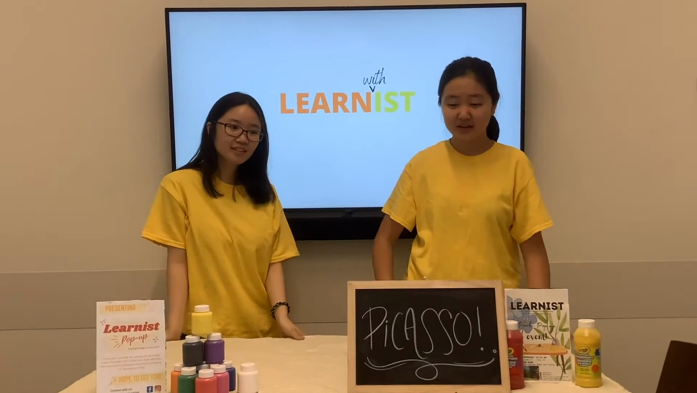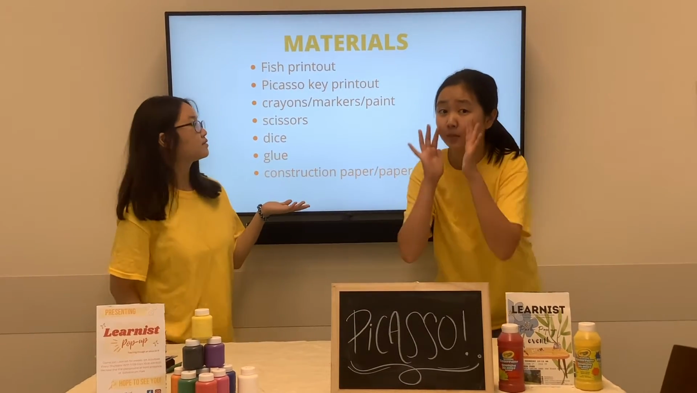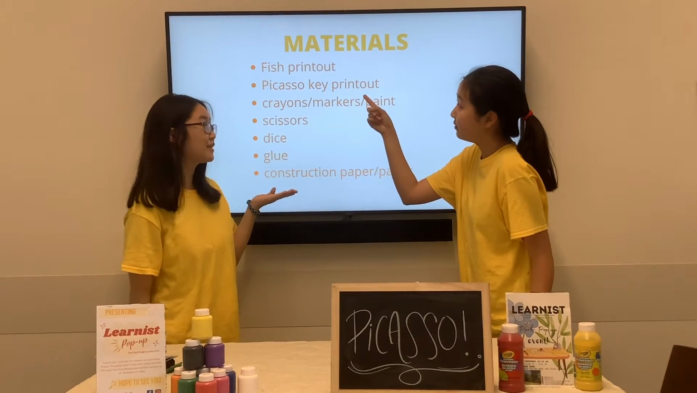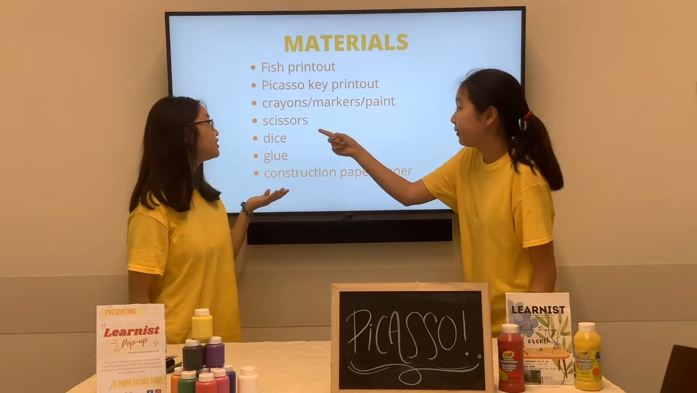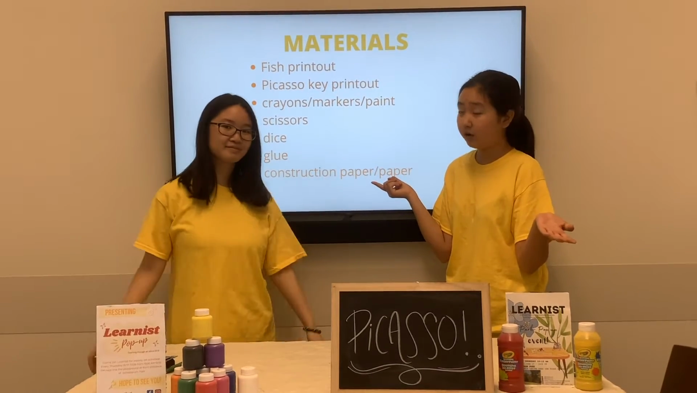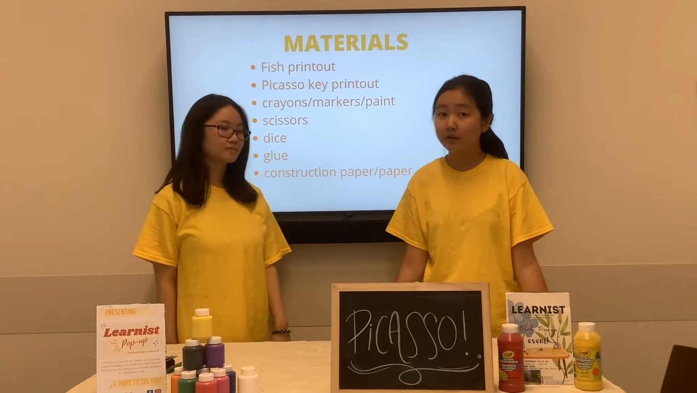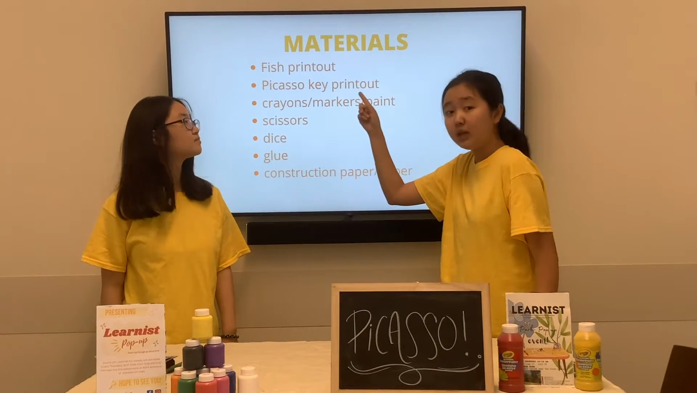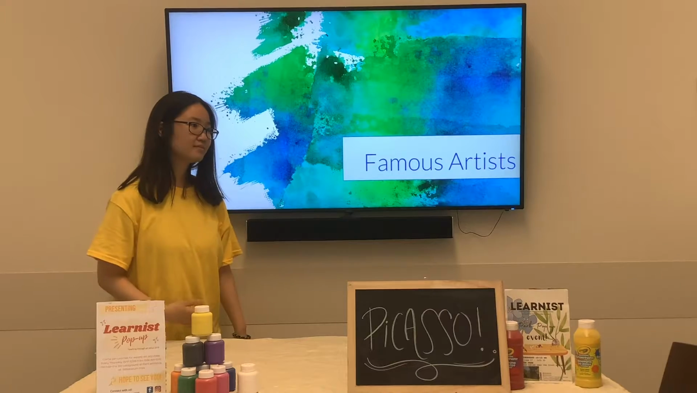Today we're going to be learning about Pablo Picasso. The materials you'll need for this activity, make sure to prepare before we start, are the fish printout, the Picasso key printout, crayons, markers, paint or pens, really anything you want to use, scissors, dice, glue, and construction paper, or just any paper. Remember, if you're going to be using scissors and you don't know how to use them, you can always ask your parents, siblings, or grandparents to help you out. For the fish printout and the Picasso key printout, or any printouts really, you can find them all in our description box or our website.